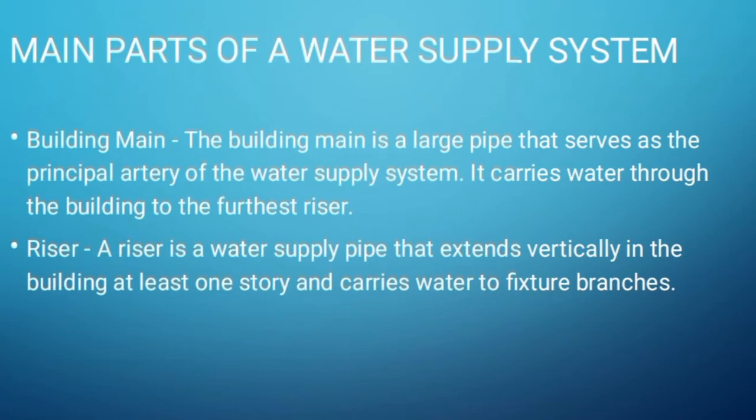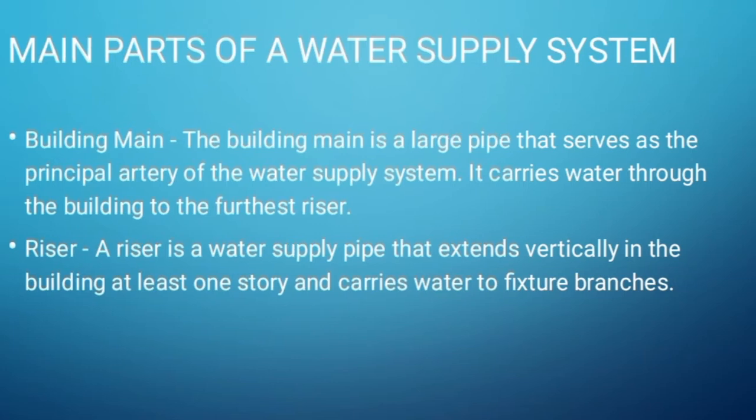Next one is the building main. The building main is a large pipe that serves as the principal artery of the water supply system. It carries water through the building to the farthest riser. The building main is typically run or located in a basement, in a ceiling, in a crawl space, or below the concrete floor slab.